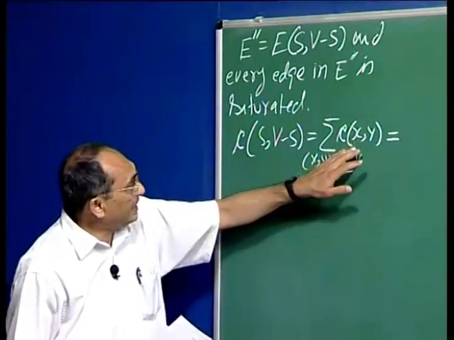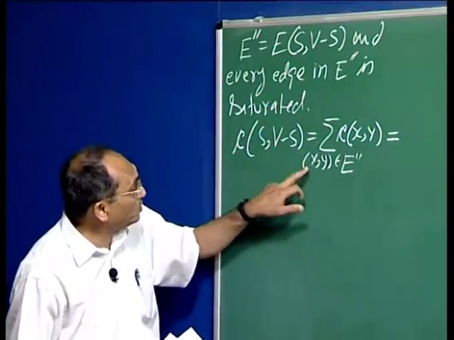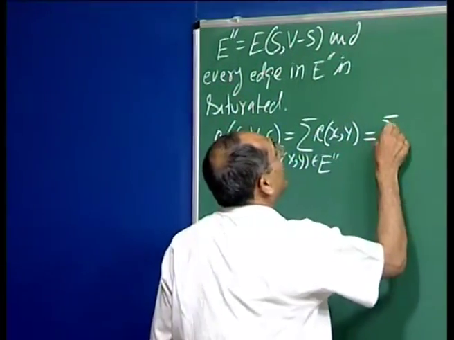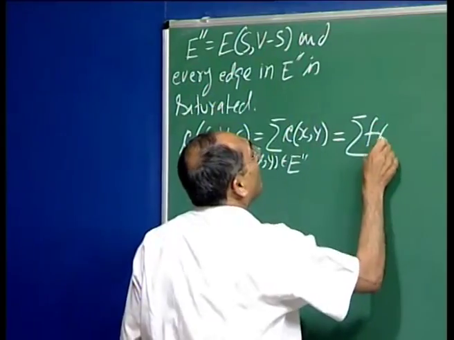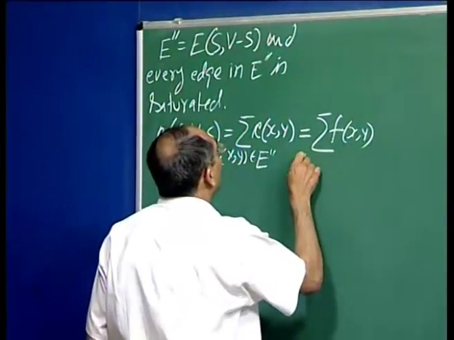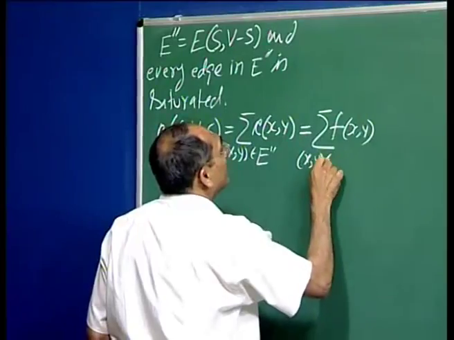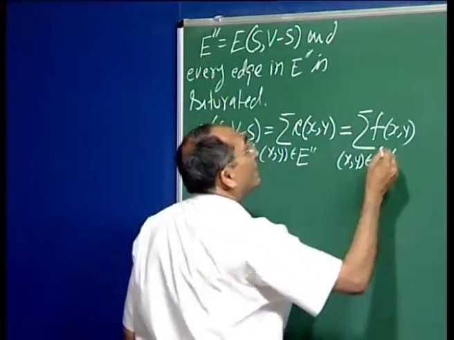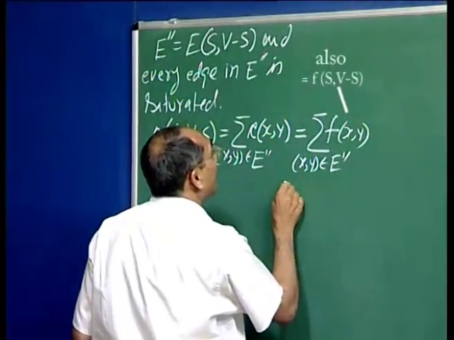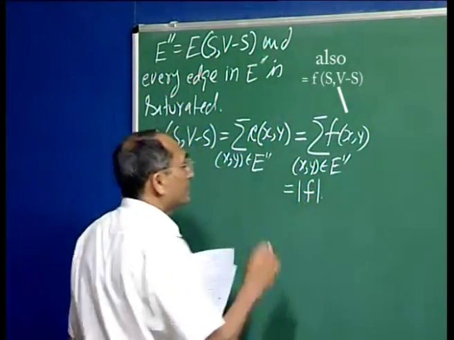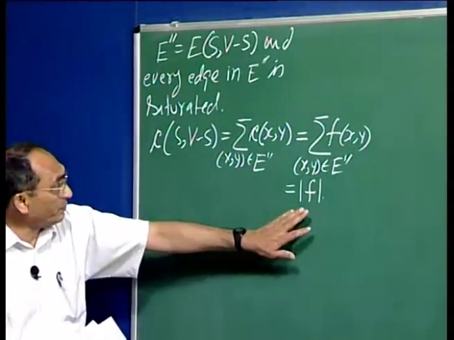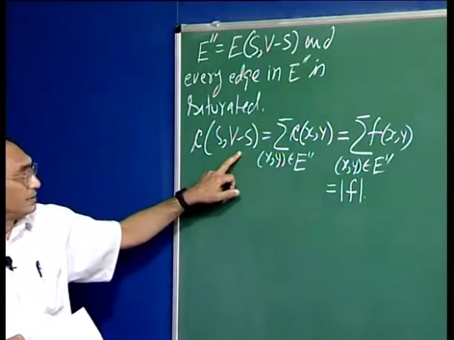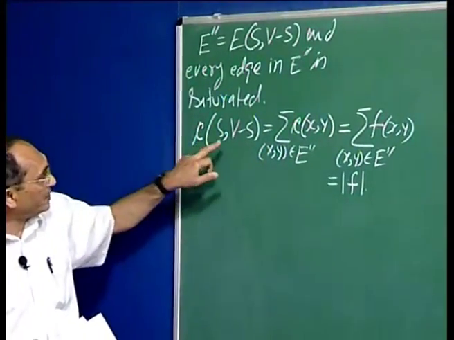Since every one of these edges is saturated, the flow through these edges is equal to the capacity. So, we can also say that this is equal to f of x comma y for every edge in E double prime. This, from our result that we mentioned at the start, is equal to f. So, what we have found is that the max flow is equal to the capacity of this particular cut.